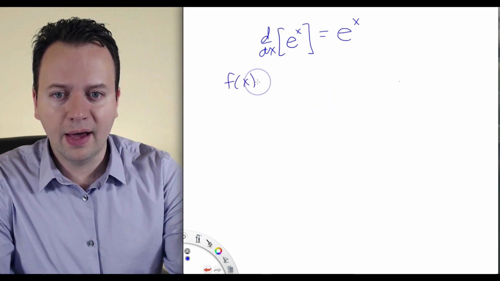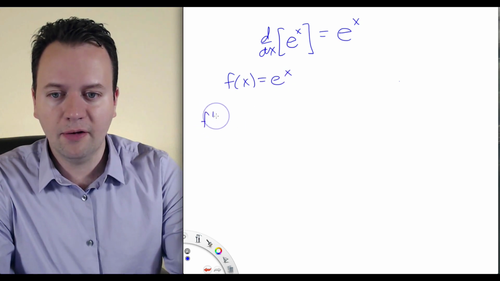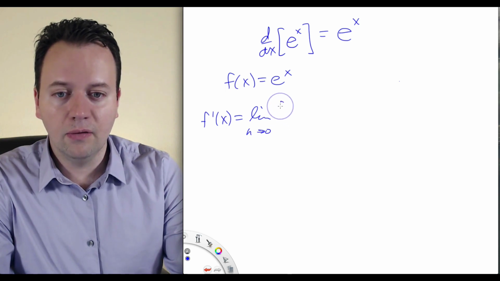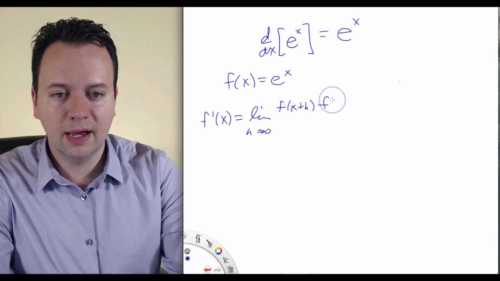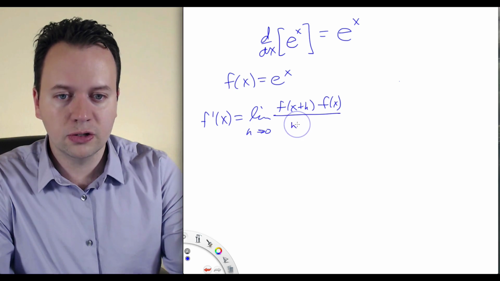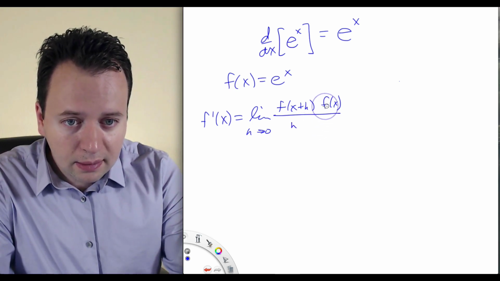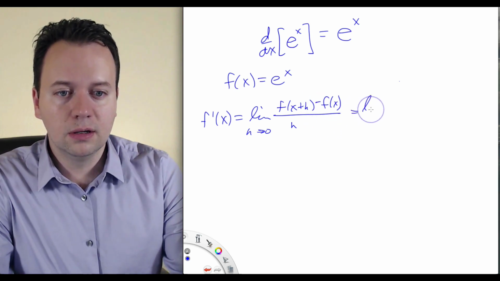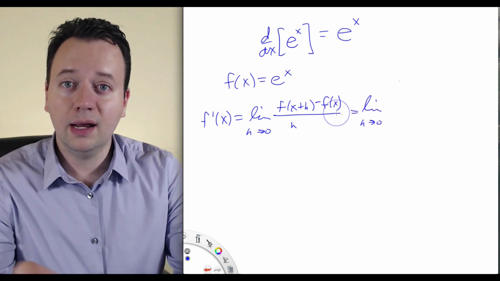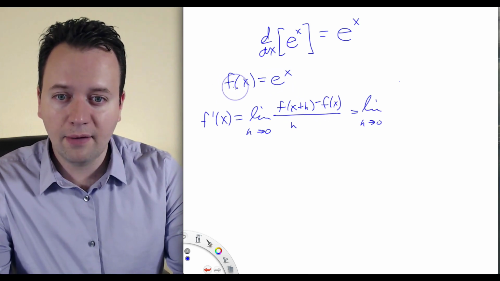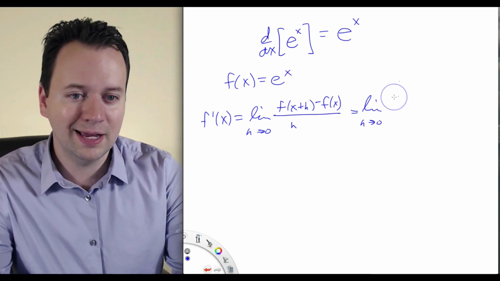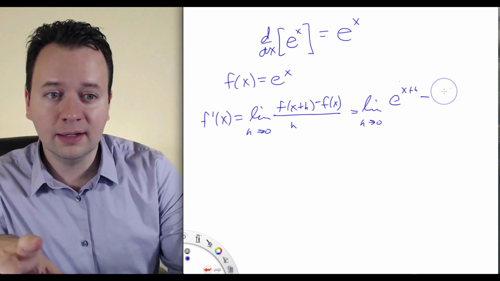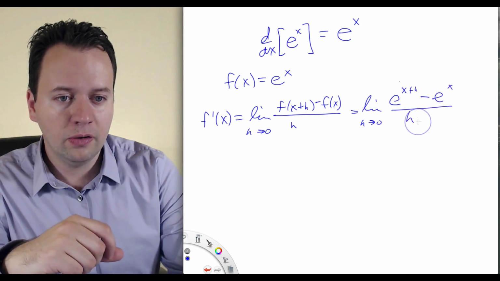Well, let's let f of x equal e to the x, and let's compute f prime of x. Well, f prime of x is the limit as h goes to 0 of f of x plus h minus f of x over h. This is supposed to be minus, so I'll make it a little bit more obvious. Okay, so let's plug in x plus h for x. So f of x plus h is just e to the x plus h. So we get e to the x plus h, and then minus f of x is just minus e to the x all over h.